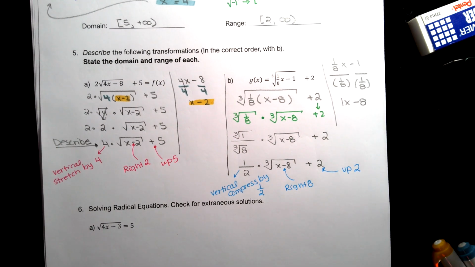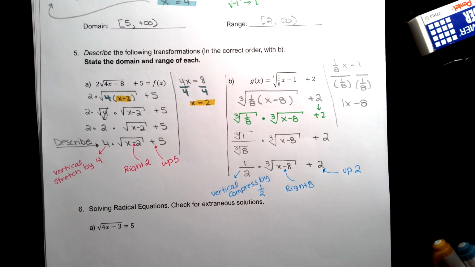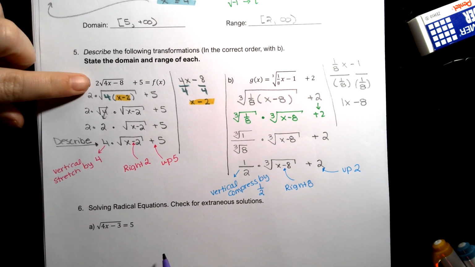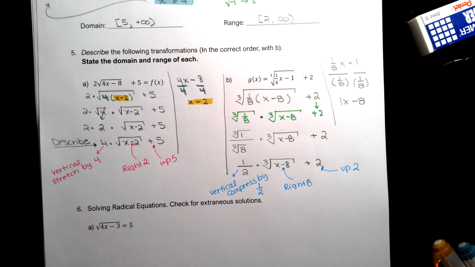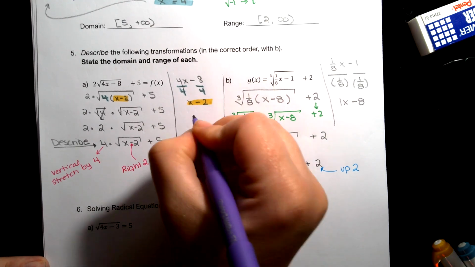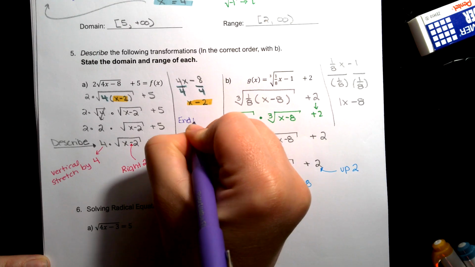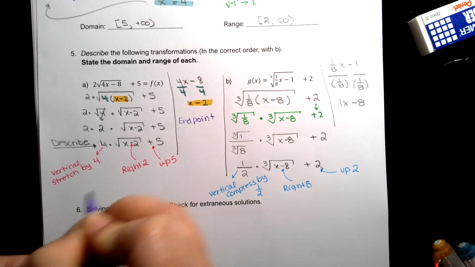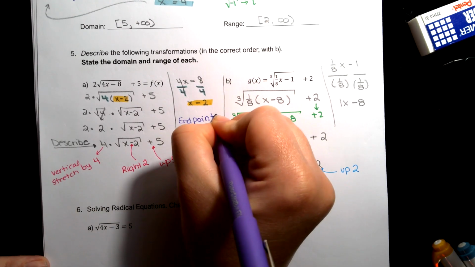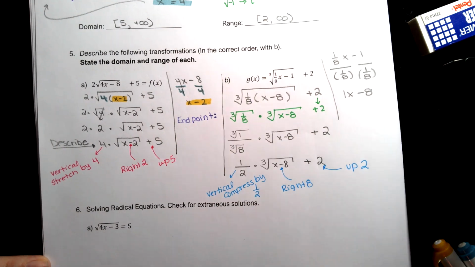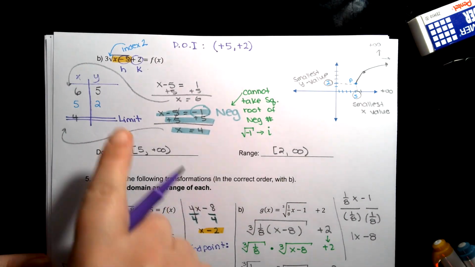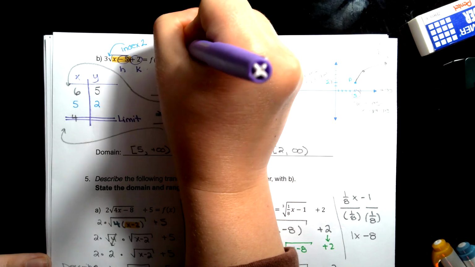Now it is also asking us in bold, state the domain and range of each. So for your square root, you're going to take a look at your endpoint. Your endpoint is your, oh, give me a quick second. I just realized something. In B right here, it's not point of inflection. That's weird. That's your endpoint.